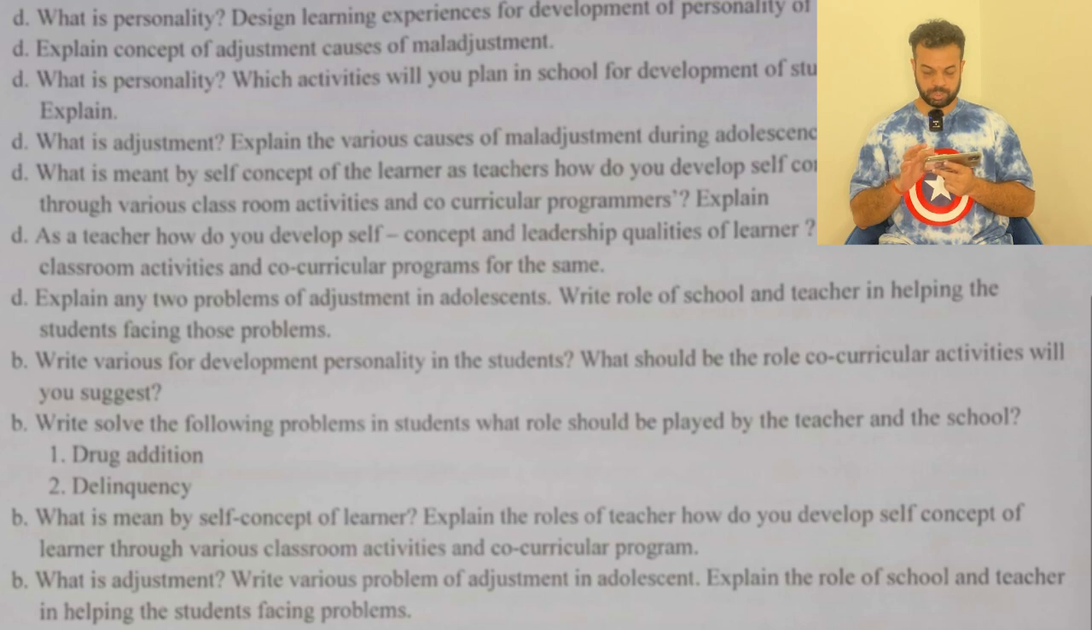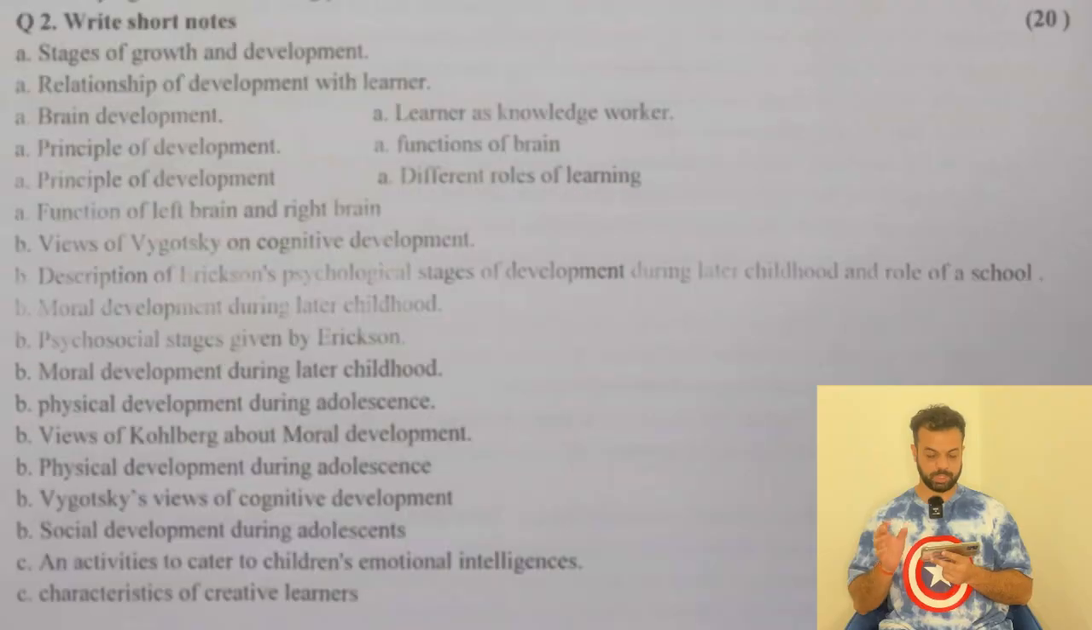Right. So this was the first question which was given. This is of 40 marks. Next question is of 20 marks. Let us just discuss this question as well. This is write short notes. So let us just discuss these as well. So the first question which is given is stage of growth and development. Next is relationship of development with learner.